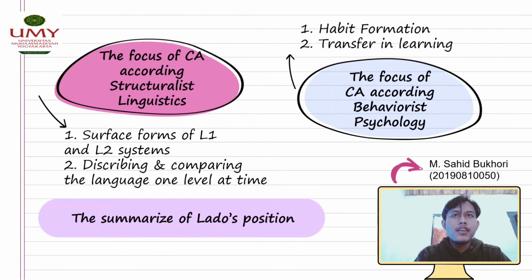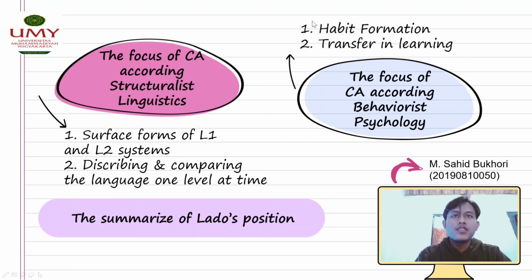The focus of CA according to structuralist linguistics. First, the surface form of the L1 and L2 systems. Second, describing and comparing the language one level at a time. Generally, comparing the phonology of L1 and L2 first, then morphology, then syntax, with lexicon receiving little attention, and discourse still less. The focus of CA according to behaviorist psychology.